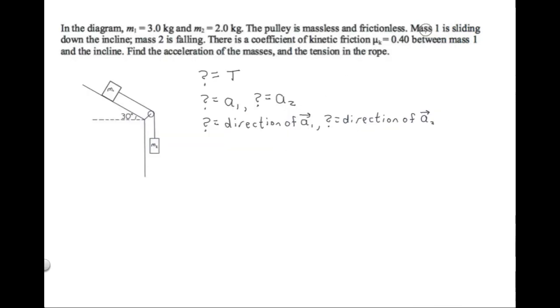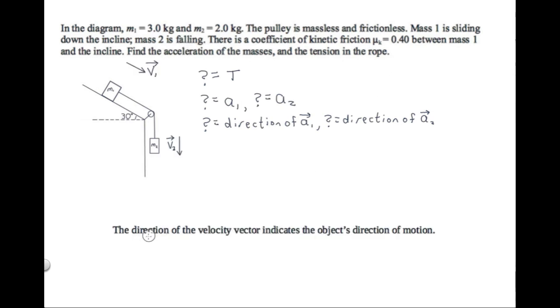Well, let's see, the problem told us that mass 1 is sliding down the incline and that mass 2 is falling. The direction of the velocity vector indicates the object's direction of motion. We know that mass 1 is sliding down the incline, so velocity 1 points parallel to and down the incline. And we know that mass 2 is falling, so velocity 2 points downwards. Make sure that you label each of these arrows with a specific symbol.